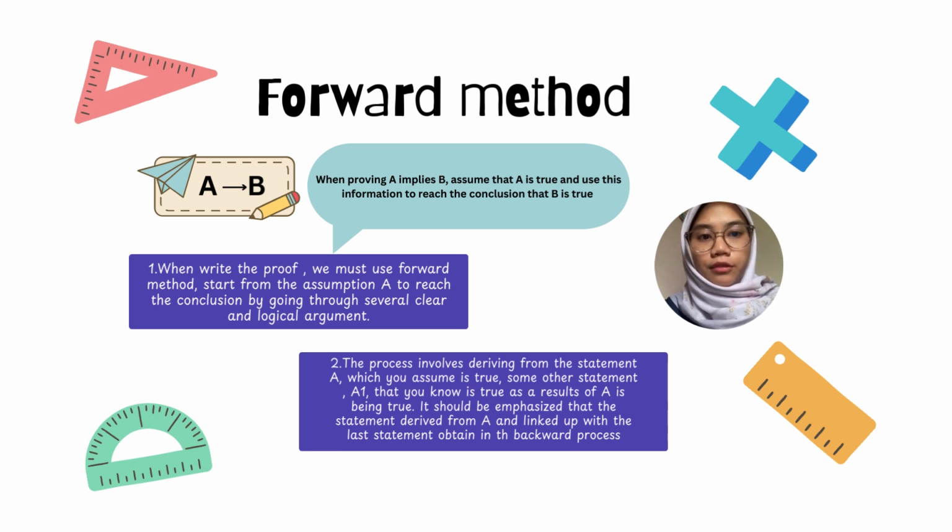The process involves deriving from the statement A, which you assume is true, some other statement A1 that you know is true as a result of A being true. It should be emphasized that the statement derived from A should link up with the last statement obtained in the backward process.